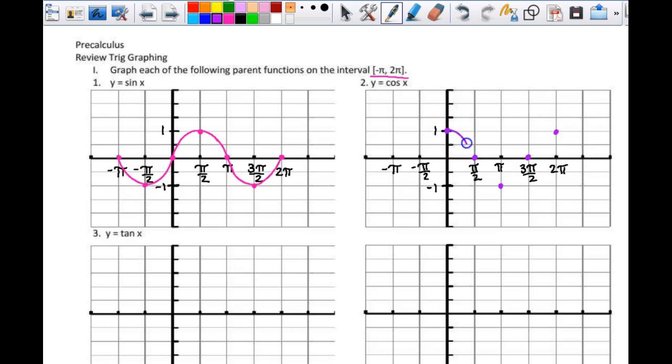So here is my parent function in 1 cycle in my normal period from 0 to 2 pi. But I need to go out here to negative pi, so this comes back down to 0. And then here we're at negative 1. There you go. My graphs look a whole lot better when I'm not actually writing on the tablet itself.